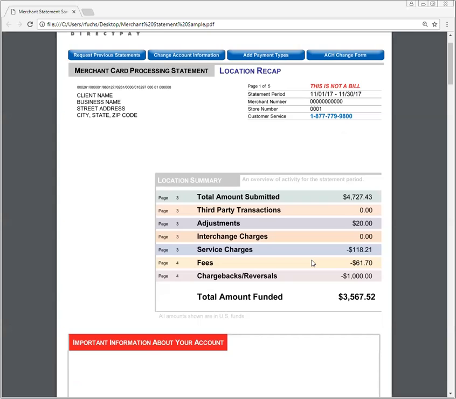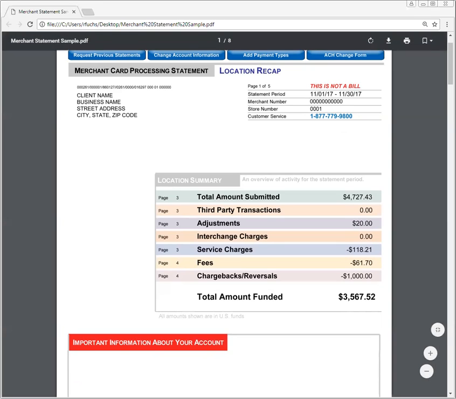Below that section is the fees. This is the total for any monthly and annual fees, along with any fees charged by Visa and MasterCard. This also includes the total for the authorization fees for each card run and PCI non-compliance. The final section shows if any chargebacks or reversals occurred during the month. The total amount funded is the total for all of the transactions after the fees, service charges, and any third-party transactions are removed.